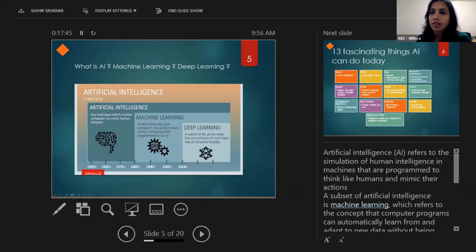So this is where I was trying to make sure you guys understand the difference between artificial intelligence, machine learning, and deep learning. As we said, artificial intelligence is all about replicating human tasks, programmed to think like humans and mimic their actions. So that's the broader field of artificial intelligence.